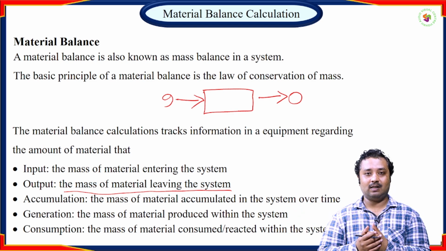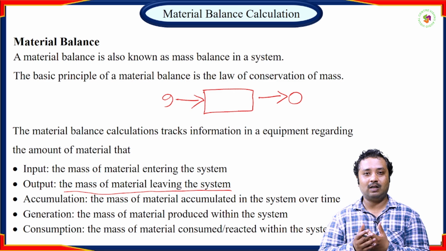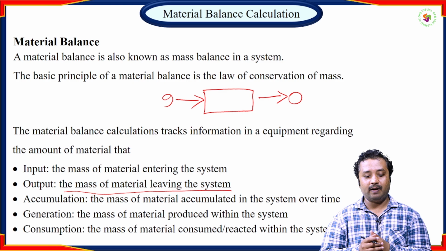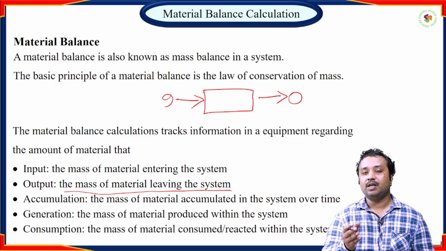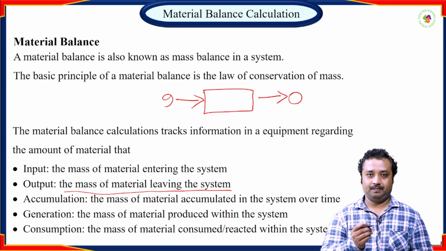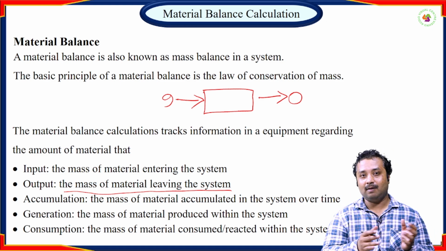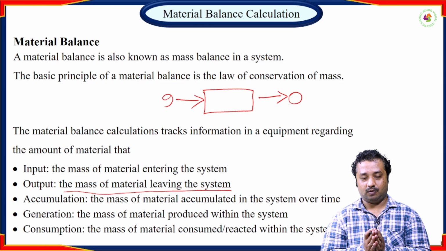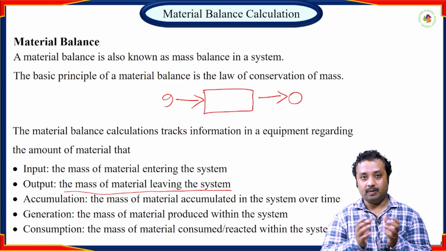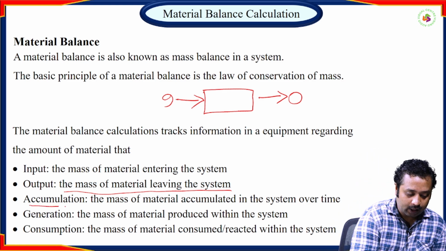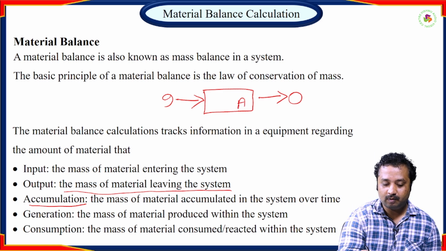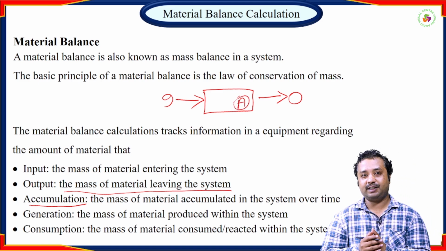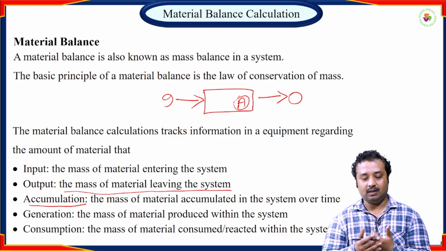Apart from that, suppose a real system is processing non-ideally, then what will happen? Whatever input material we are sending to the system, some material will be accumulated within the system. In the material balance we have to consider that amount also. So that comes under accumulation. Accumulation is the mass of material accumulated in the system. So whatever mass is accumulated within the system during processing is called accumulation.